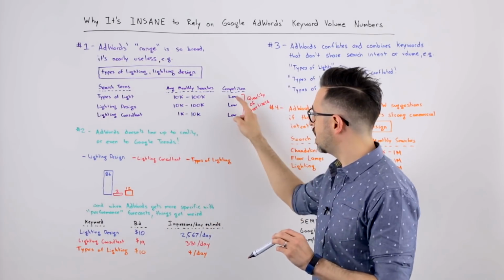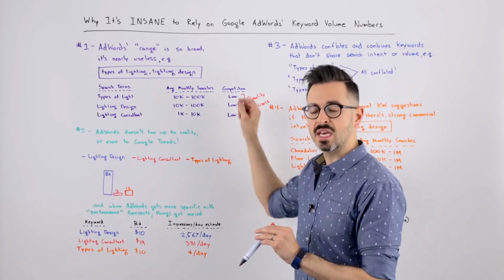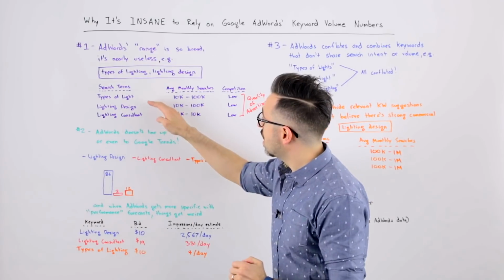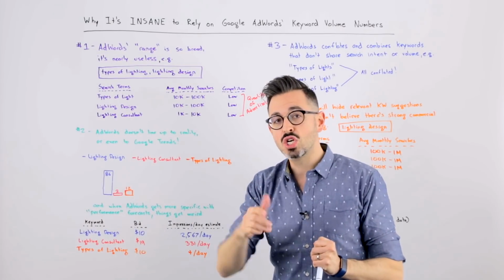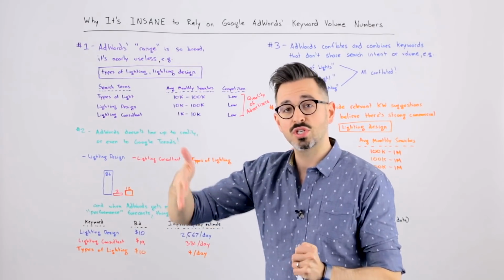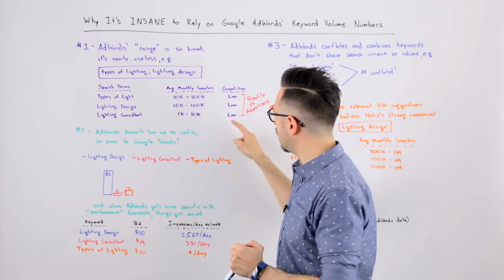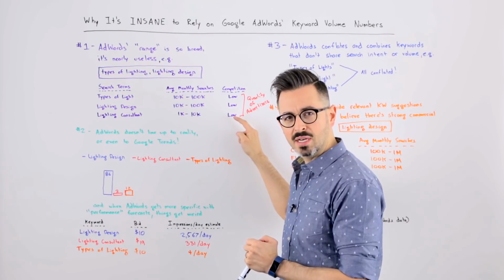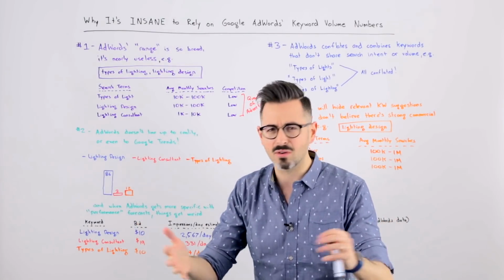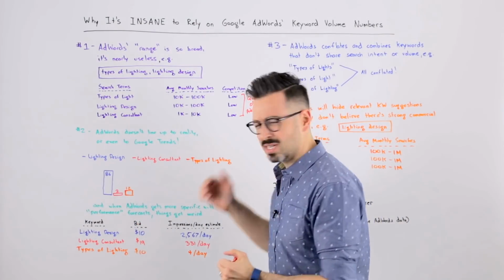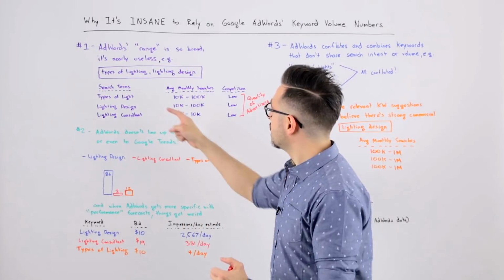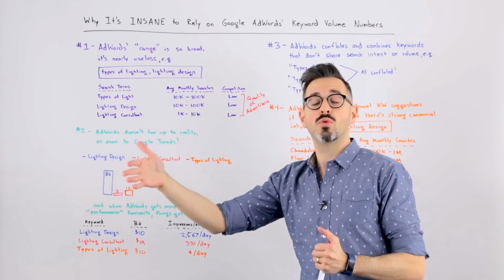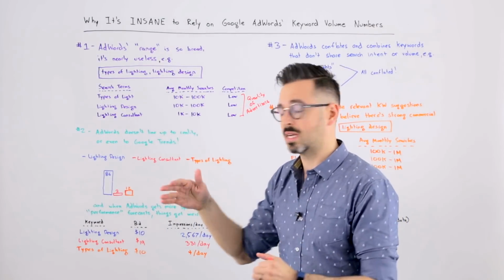If there are many, many people bidding on these keywords in AdWords, these will be high. But as an example, for types of light, there's virtually no one bidding. But for lighting consultant, there's quite a few people bidding. So I don't understand why these are both low competition. There's not enough granularity here, or Google's just not showing me accurate data. It's very confusing.